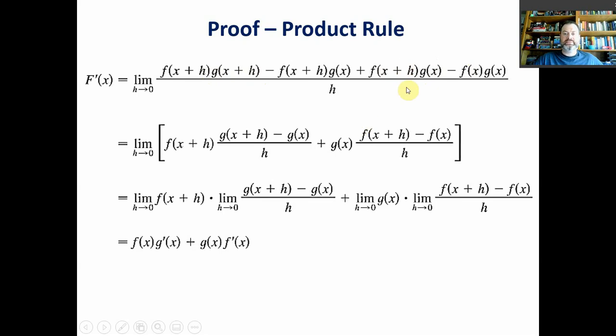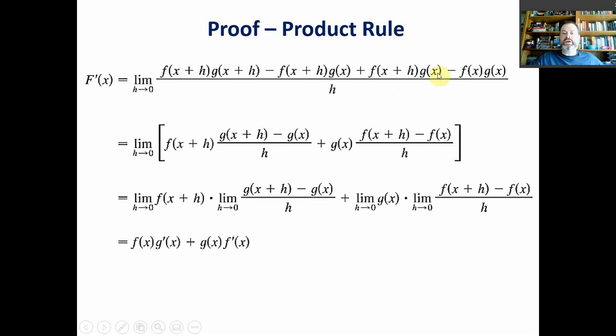Plus g of x. Oh, no, sorry, here it is. Minus g of x. Yeah, here we go. F of x plus h, factored out. Here's the other one. G of x plus h is here. Minus g of x is here. This is just the derivative. When we bring those limits in, we're going to use a limit law and bring those limits in. This is going to become a derivative.